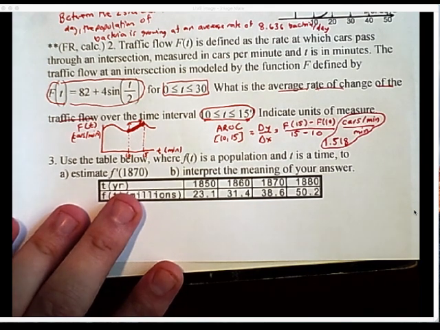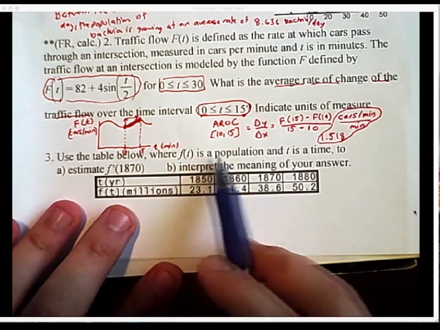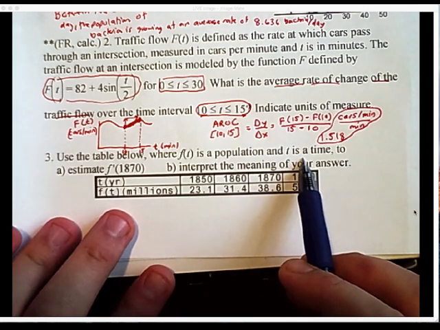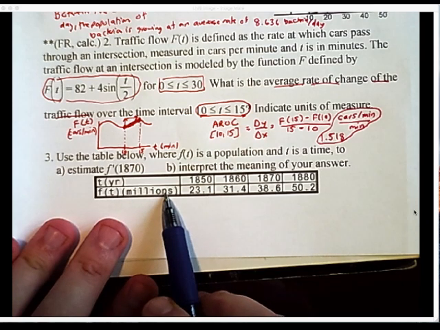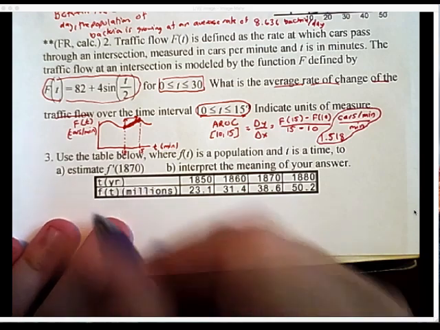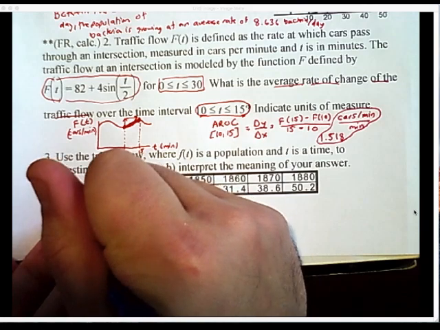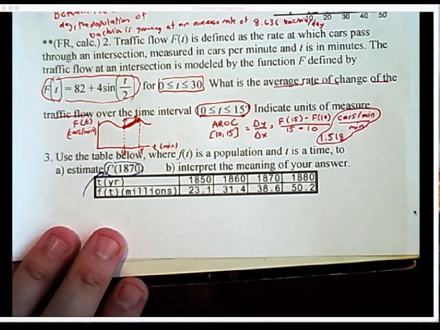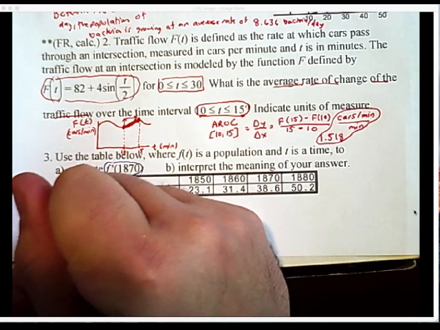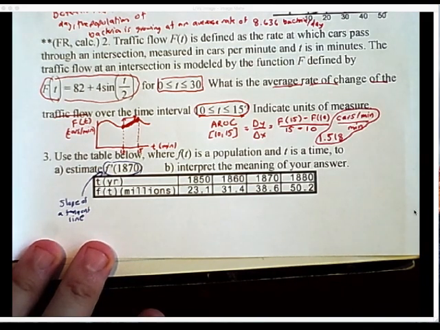Now, problem 3. It says, use the table below where f of t is population, so people, and t is time. Okay, so population is measured in millions of people, and time is measured in years. It says, estimate f prime of 1870. Now, you haven't seen this notation yet. What's f prime? That's the slope of a tangent line.